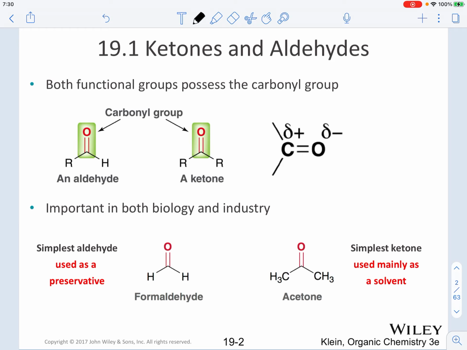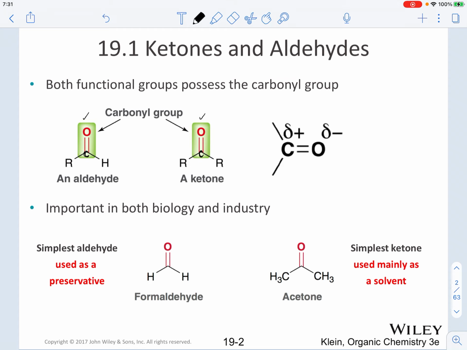In this video, we are going to talk about the topics in chapter 19, which have to do with aldehydes and ketones. Understand that when it comes to aldehydes and ketones, both functional groups possess a carbonyl group. The carbonyl group, as you can see in these green boxes, is specifically a carbon atom, which I am just writing in, which is double bonded to oxygen.